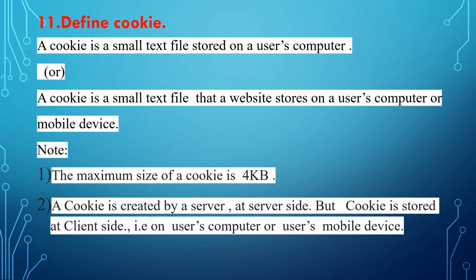Next, what is a cookie? A cookie is a small text file that a website stores on a user's computer or user's mobile device. Generally, this cookie is created by the server at server side, but this cookie is always stored at client side, that means on the user's computer or on the user's mobile device. The maximum size of a cookie is 4 KB.